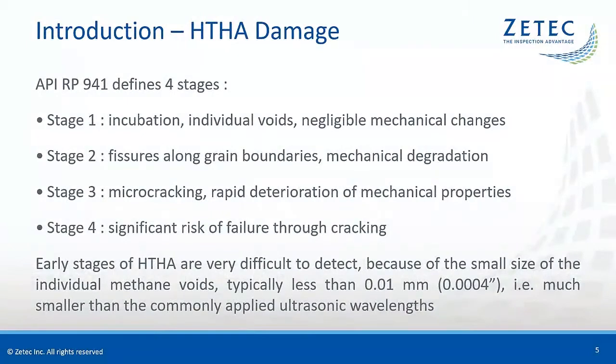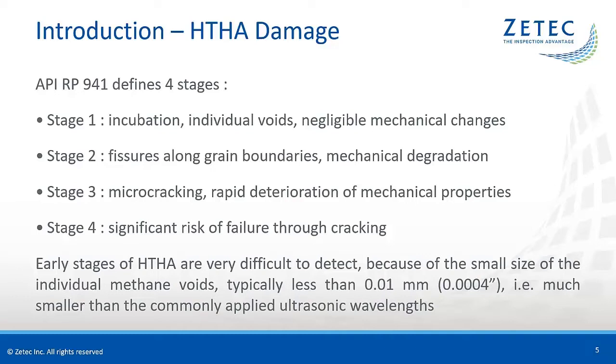The API Recommended Practice 941 defines 4 stages in the lifetime of steels experiencing HTHA. Stage 1 is called the incubation period. During this period, methane voids appear around grain boundaries. The voids are very small, typically less than 1/100th of a millimeter or 4/10,000ths of an inch, which is at least an order of magnitude smaller than commonly used ultrasonic wavelengths. Therefore, we must consider that this level of damage is currently beyond the detection capability of ultrasonic testing.